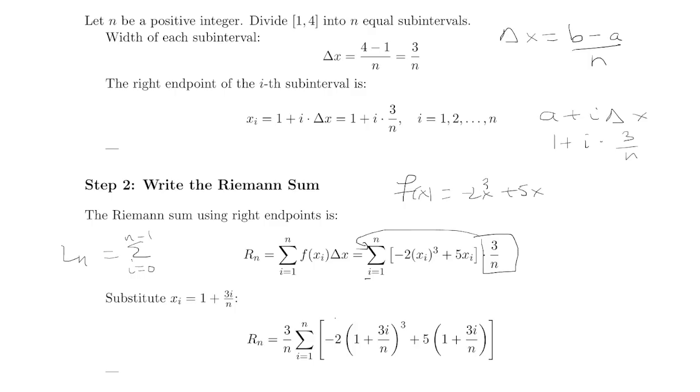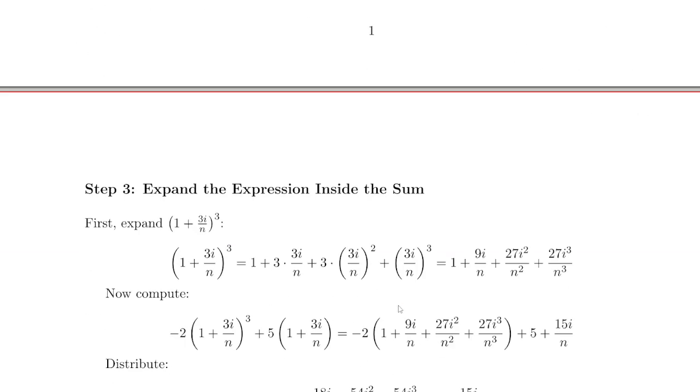So in order to evaluate this, we need to expand the (1 plus 3i over n) cubed. And for that, I'm basically using the formula: if we have (a plus b) cubed, that's a cubed plus 3a squared b plus 3ab squared plus b cubed. Okay, so a is 1, b is 3i over n. So we expand it and get 1 plus 9i over n plus 27i squared over n squared plus 27i cubed over n cubed.